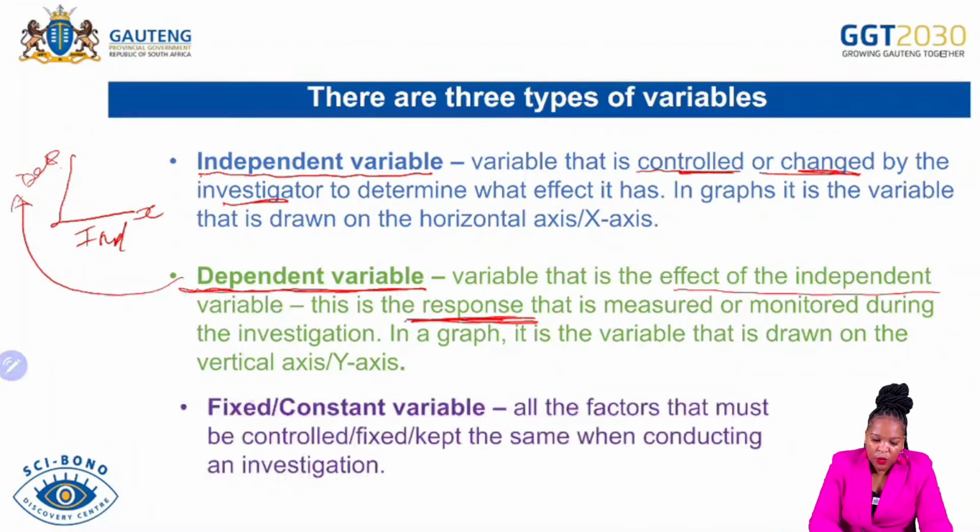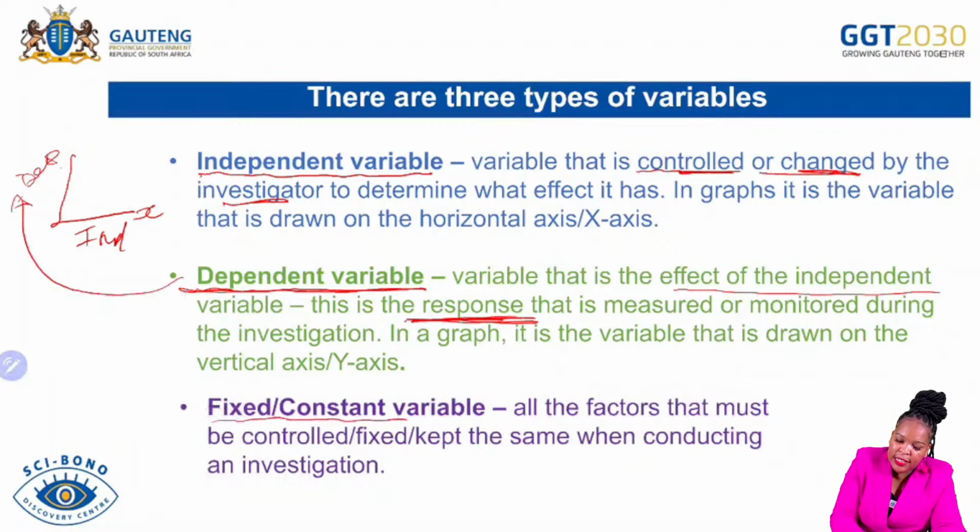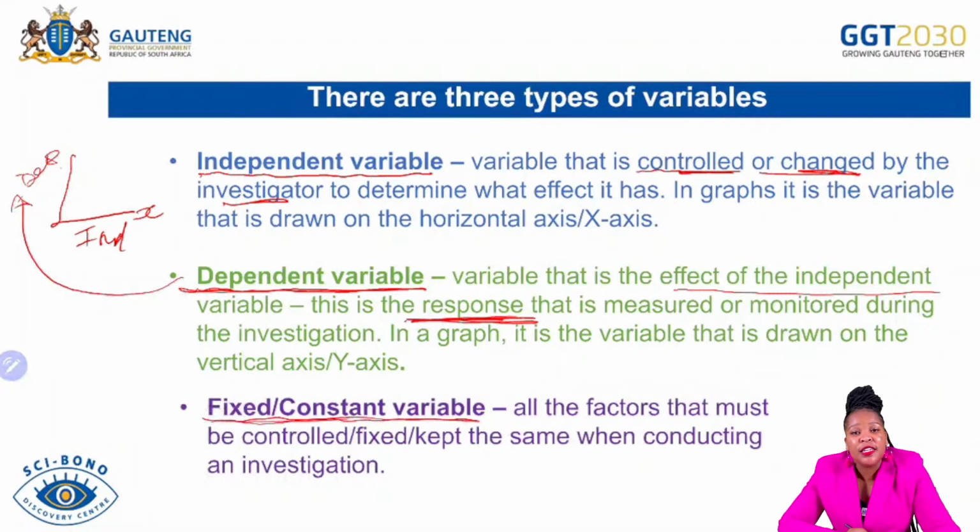Mostly this one is given in the investigation. You just have to read in the steps that they were following. You need to be able to find it, and most learners confuse this one. So it is a fixed or a constant variable.